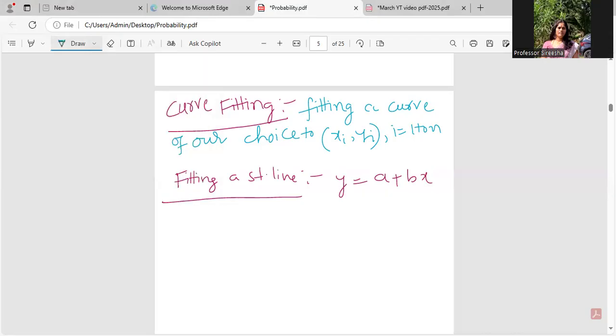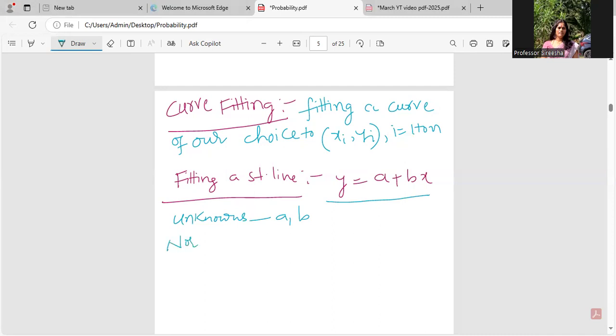Now, fitting a straight line. If I want to fit a straight line of the form y is equal to a plus bx, I already have the values of x and y in the table, but the unknowns are a and b. So two unknowns are there. To find the two unknowns, I'll be needing two equations. See how I will write.